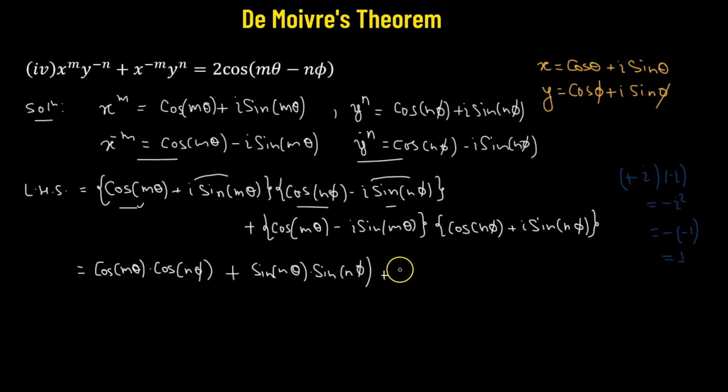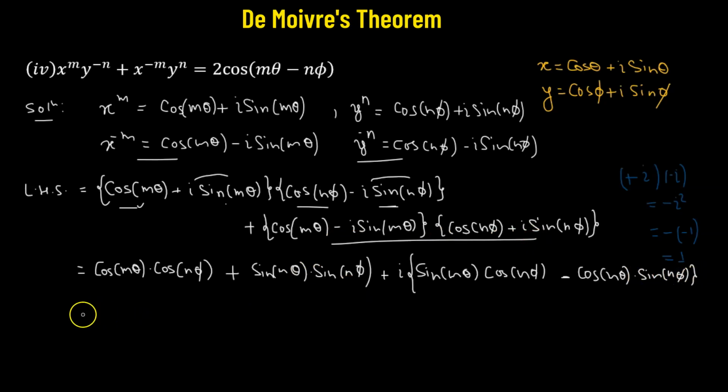So now this will be added to iota times, so here we will multiply sine m theta, so we have sine of m theta. This will be multiplied to cosine of n phi. We are going to take iota as the common factor. And for the next term we have negative. So here this iota times sine n phi gets multiplied to cosine of m theta. So we'll have negative cosine of m theta multiplied to sine of n phi.